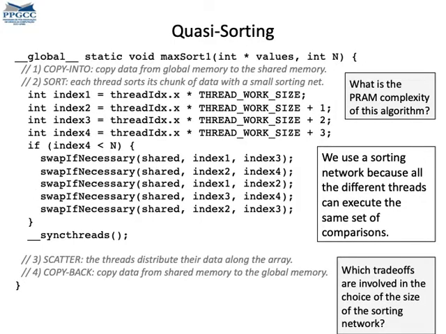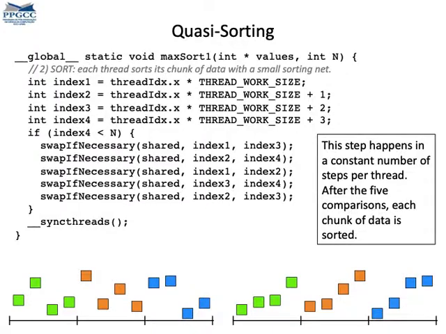In step 2, we partition the array among the threads, and each thread uses a sorting network to sort the data that it receives. A sorting network is a sequence of operations that always sorts its input data once it runs, so all the threads execute the same operations. As an example, imagine that we have 4 threads, so each thread receives a chunk of the array, and then sorts its chunk.